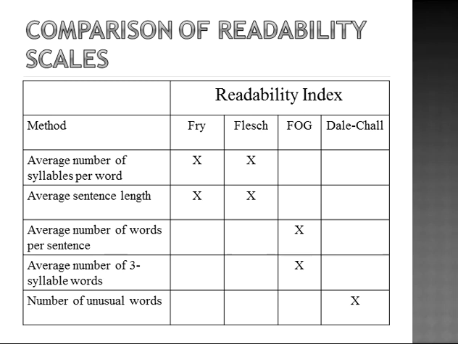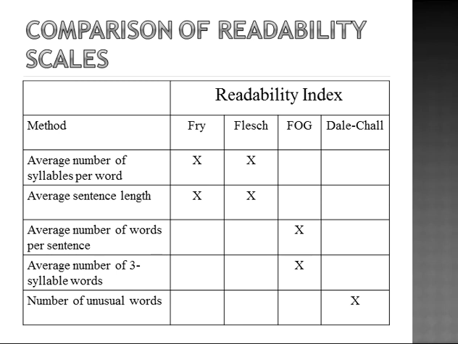So we have the comparison of readability scales that were mentioned in your chapter. We have the Fry readability graph, a method of determining the readability level of written material by analyzing sentence length and the average number of syllables per word. We have the Flesch index, a method of determining the readability level of written material by analyzing average sentence length and number of syllables per 100 words.